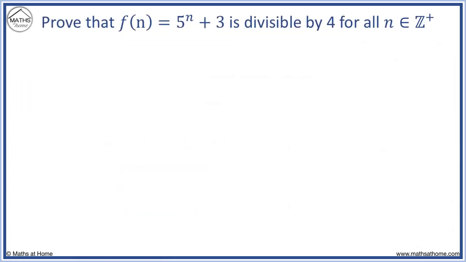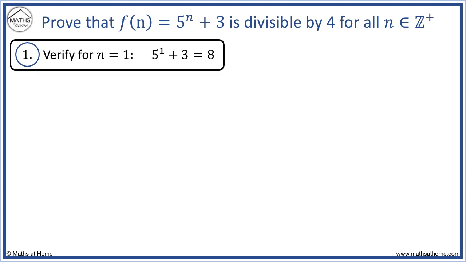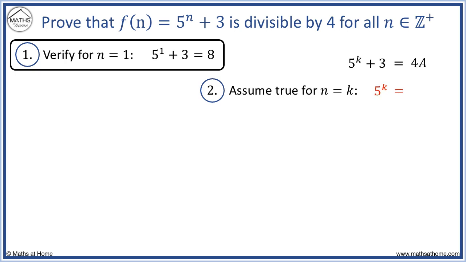Here is another example. When n equals 1, we obtain 5 to the power of 1 plus 3, which equals 8. This is divisible by 4. We substitute n equals k to obtain 5 to the power of k plus 3. Because we assume it is divisible by 4, this is equal to 4a. We can rearrange this as 5 to the power of k equals 4a minus 3.